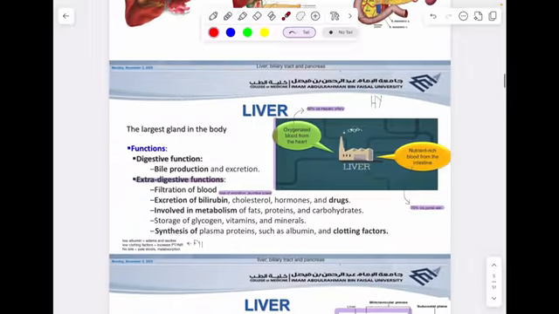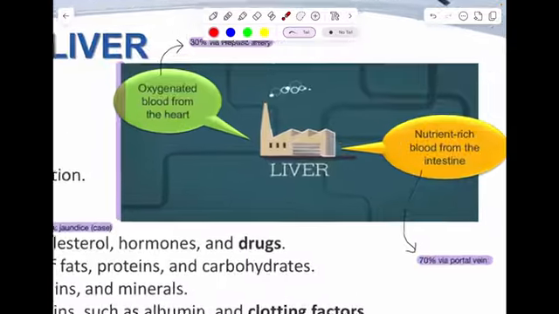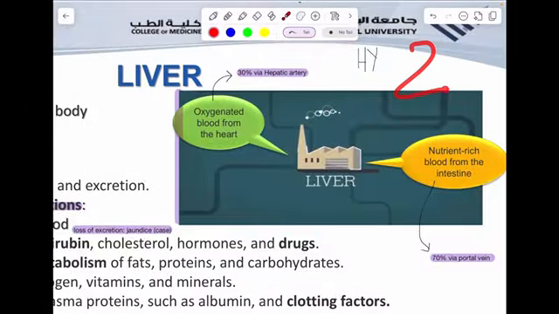But regarding the liver, it's the largest gland in the body. As we know, it has digestive and extradigestive functions. Regarding the digestive, it is going to be bile production and excretion. Extradigestive: filtration of the blood, excretion of bilirubin, metabolism, as we know from pharmacology, storage of multiple substances or synthesis of multiple substances. What matters to us here is that there is a dual blood supply to the liver.